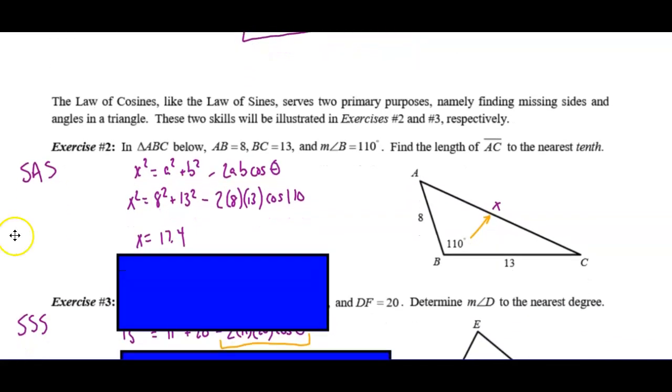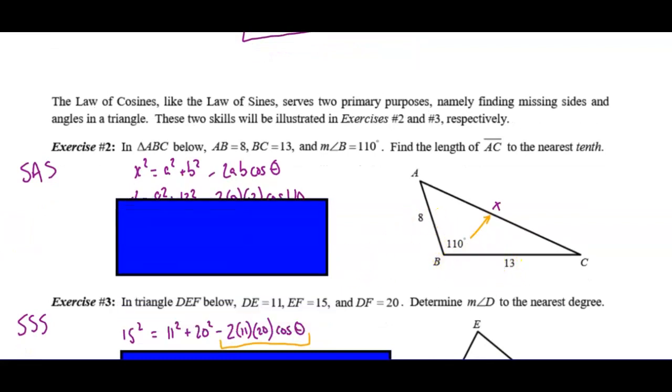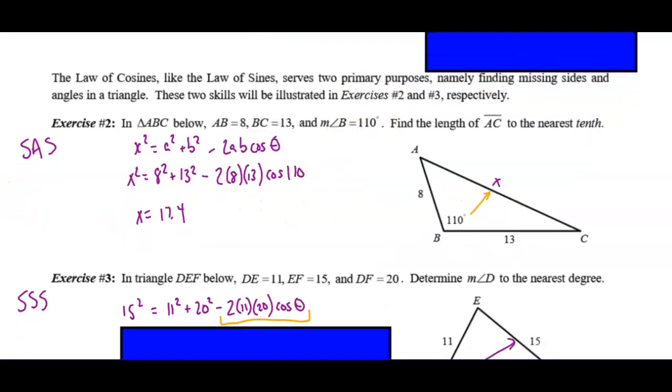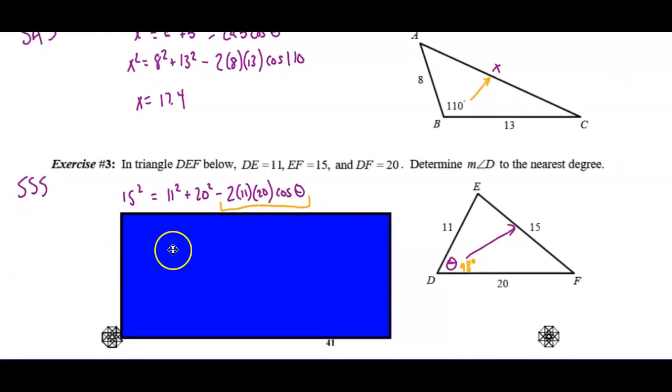So that's a side angle side version. Remember I said we can't do law of sines if it's an SAS. All right, and so as an SSS exercise, this is a case where, actually this is the final answer, so we'll come back to that. But if we're trying to solve for angle D, if we don't know it, we just put a theta there, and we connect it to its opposite side.